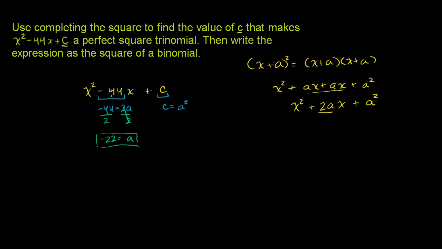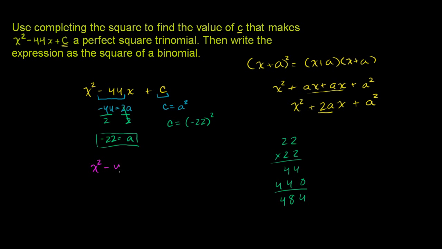Now, if that's a, what does c need to be? Well, c needs to be a squared in order for this to be a perfect square. So c needs to equal negative 22 squared. We could figure out what that is. 22 times 22, we could put the negative later. Actually, it's going to be the same thing because a negative times a negative is a positive. 2 times 22 is 44. Put a 0. 2 times 22 is 44. Get a 4, get an 8, get a 4. So it's 484.